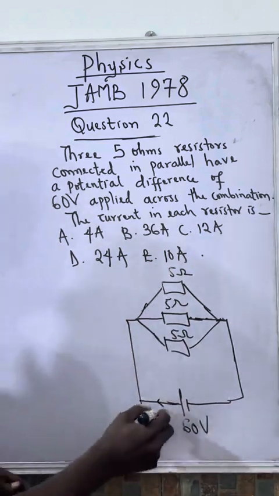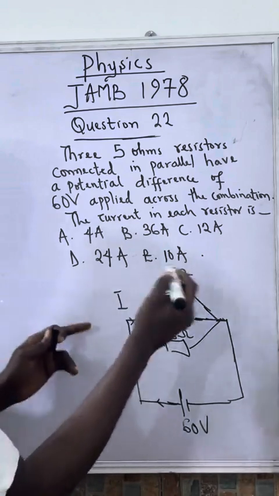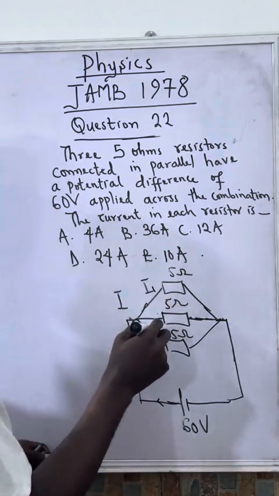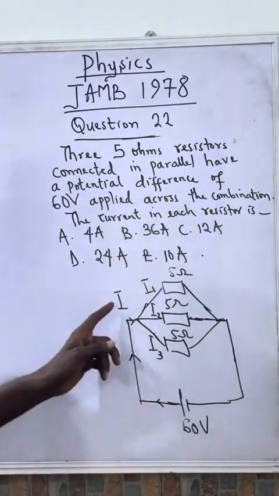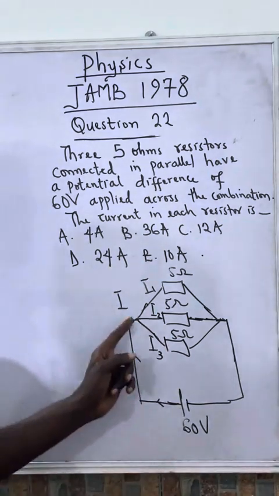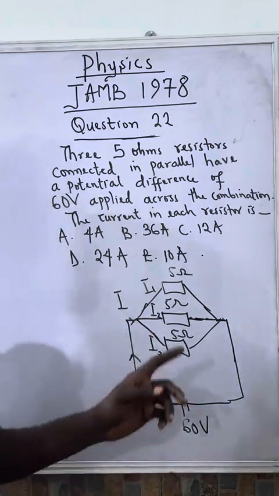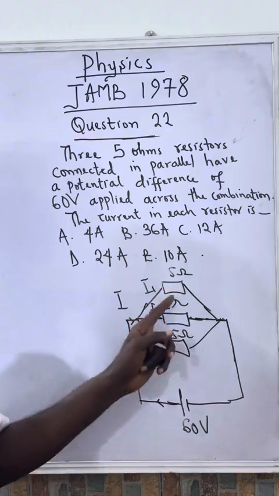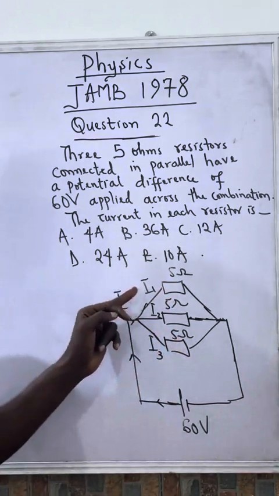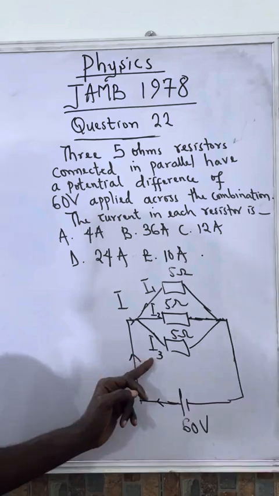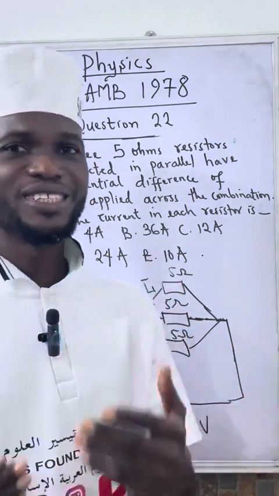Now, the current coming from the cell, when it gets to this junction, is going to split into 3. So here we have I1, here we have I2, and here we have I3. Each one of them will take part of this current. Since each one is a 5 ohm resistor, I1 has to be equal to I2, equal to I3, because the resistances are the same.